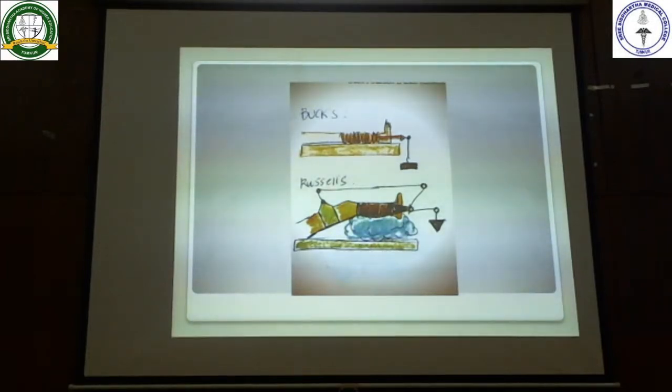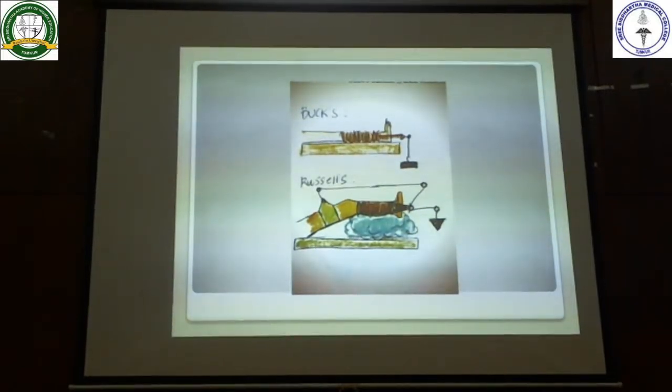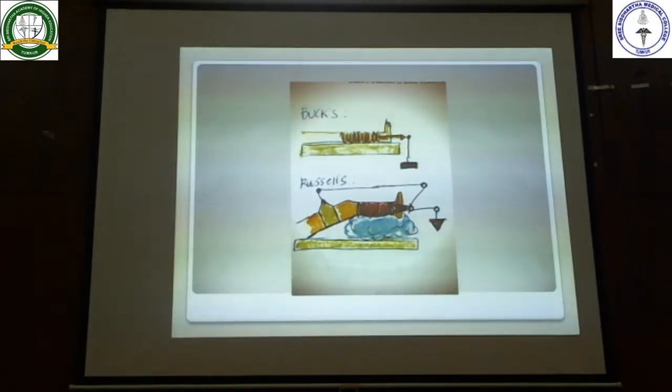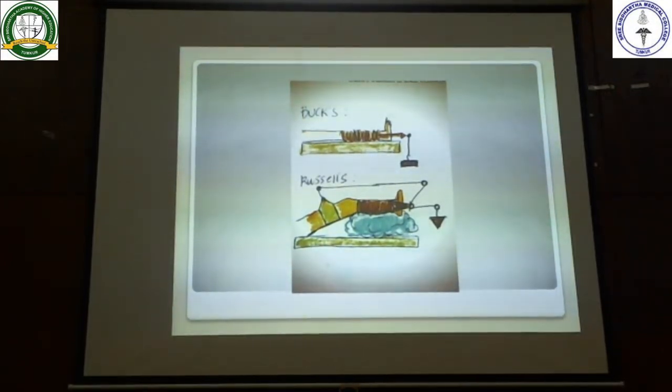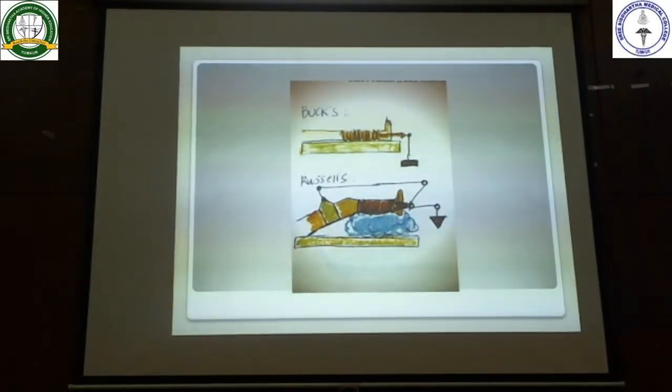Buck's traction is not an example of skeletal traction. It is an example of a skin traction. There is no invasive procedure involved. You just apply a plaster to the skin and attach the weight. So that is known as a Buck's traction. We don't need to concentrate on that. If you concentrate on the second picture, that is known as a Russell's traction. That is what we use in femur shaft fracture, and it can be used in older children.